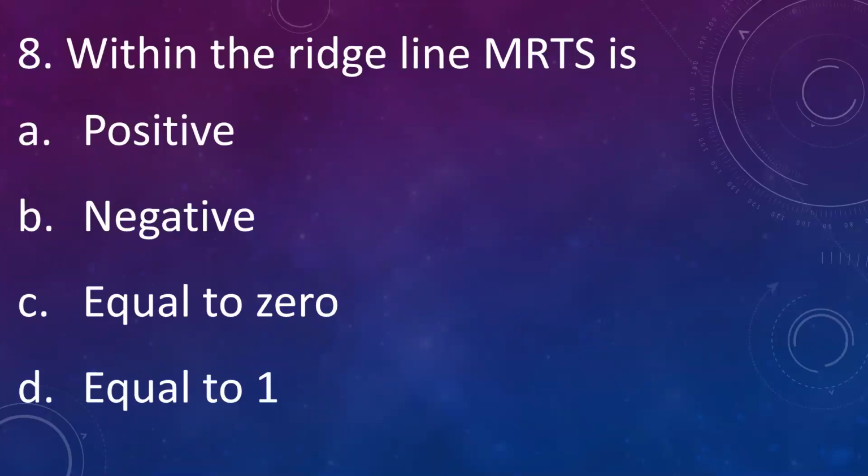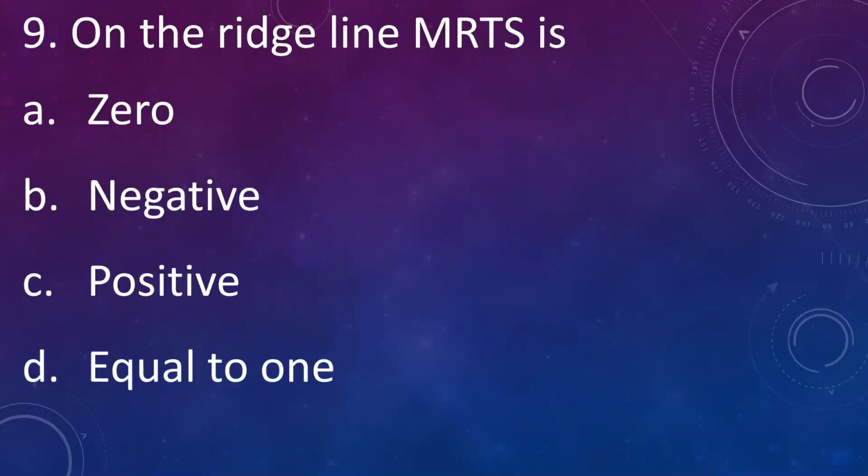Negative, C equal to 0, D equal to 1. Answer is positive because here the inputs are substitutable. So within the ridgeline, marginal rate of technical substitution will be positive. On the ridgeline, marginal rate of technical substitution is A 0, B negative, C positive, D equal to 1.